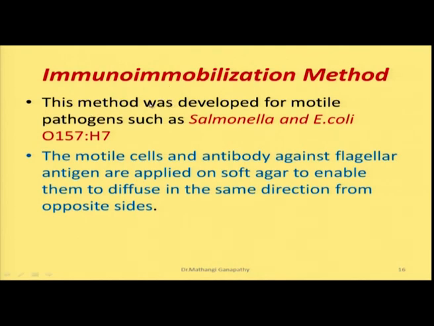The next method is immunoimmobilization. This method was first developed for motile pathogens, that is pathogens which are capable of movement, like Salmonella and E. coli O157:H7. The motile cells and the antibody against flagellar antigen are applied on soft agar to enable them to diffuse in the same direction from opposite sides.